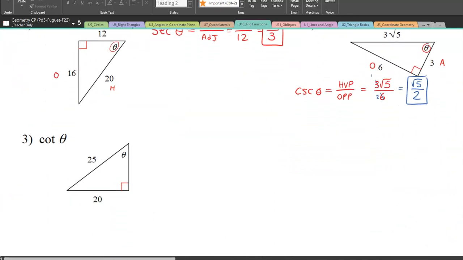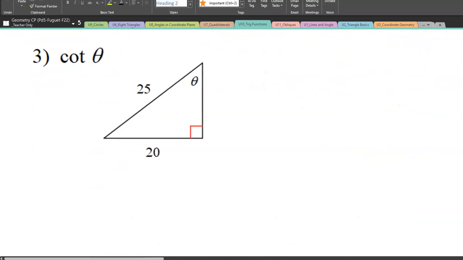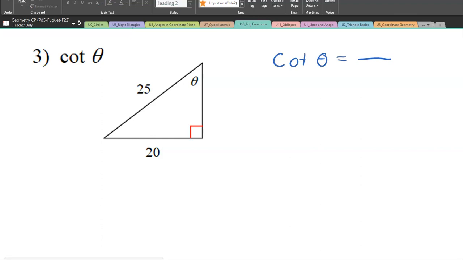Last but not least, we're going to see an example of cotangent. And there's a little curveball in this one too. But let's begin and let's find out where that curveball lies. So cotangent is the reciprocal of tangent. Tangent is opposite over adjacent. And so in this case, cotangent would be adjacent over opposite.